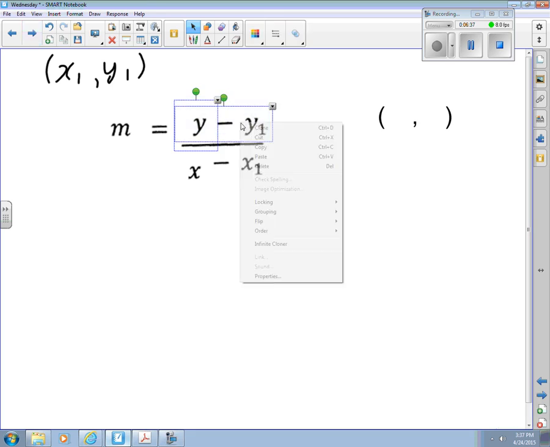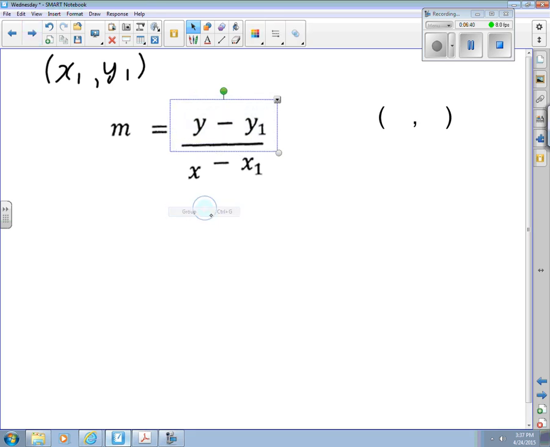And let me just group that together. Let me move that up a bit. That's the best I can do. And group. There we go. So there's my equation right now, where again, I know the coordinates of x1 and y1.